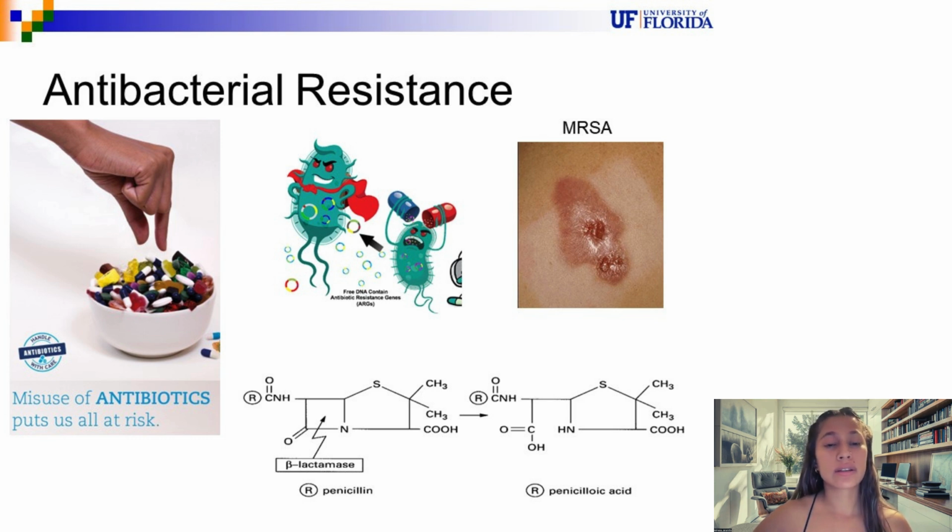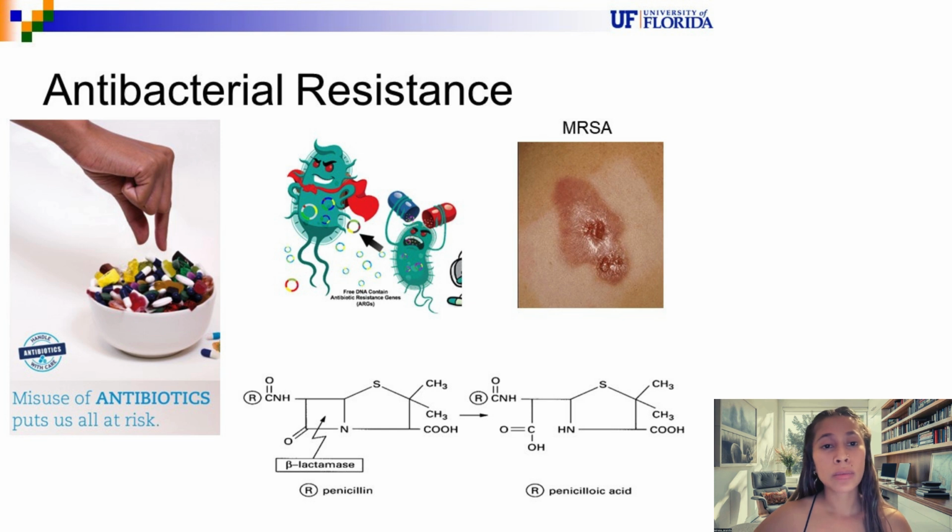Now, let's look at the cartoon in the center. This image illustrates the mechanism of how bacteria develop resistance. One primary method is horizontal gene transfer, where bacteria can acquire resistant genes from their environment. This can happen through the uptake of free DNA, plasmids, or transposons from other bacteria. These resistance genes often encode proteins that neutralize the effects of antibiotics.